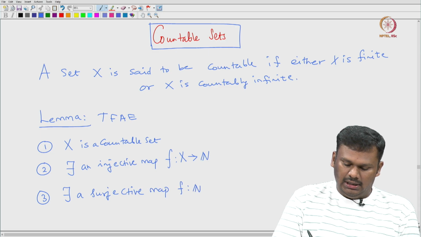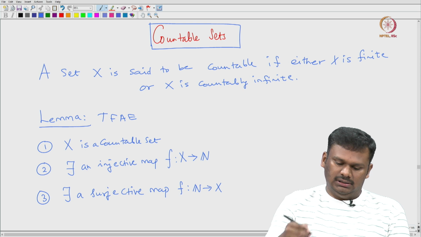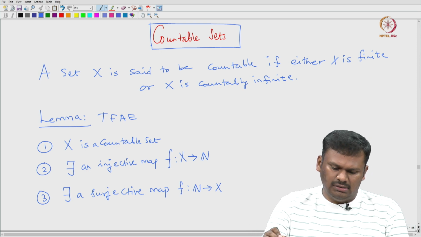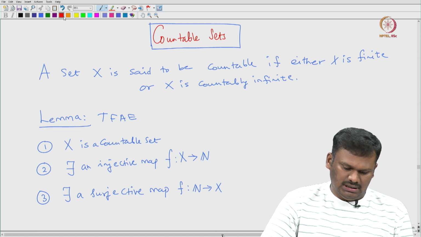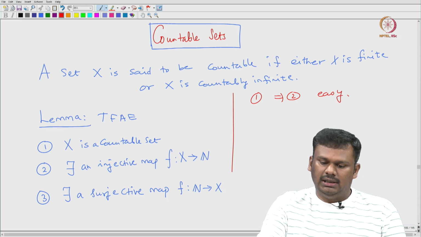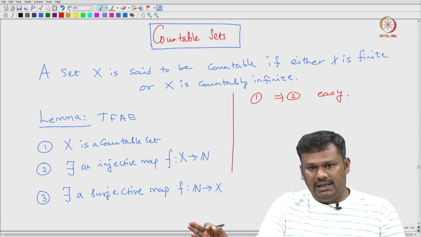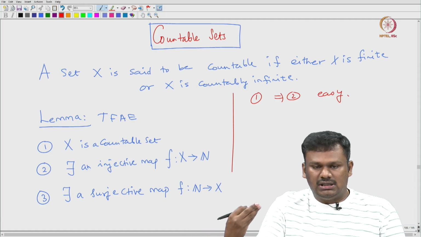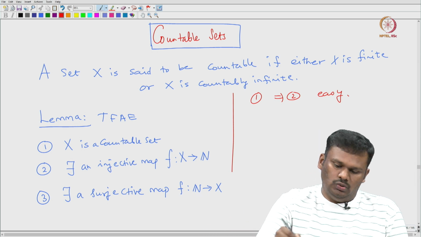from N to X. So, now the way we prove this, again the argument will be very similar to what we have done before. So, let me just prove one or two implications. 1 implies 2 is easy, because if X is countable, then X is finite or countably infinite. If it is finite, you have a bijection from X to a subset of N, so it is embedded inside N. So, you have an injective map, and if it is countably infinite, anyway you have a bijective function from X to N.